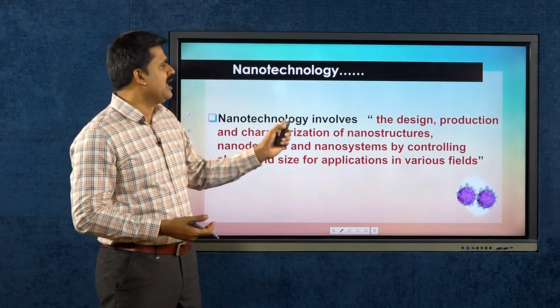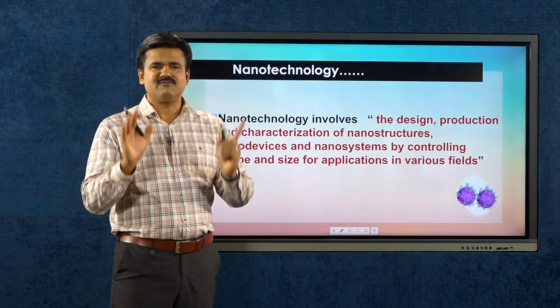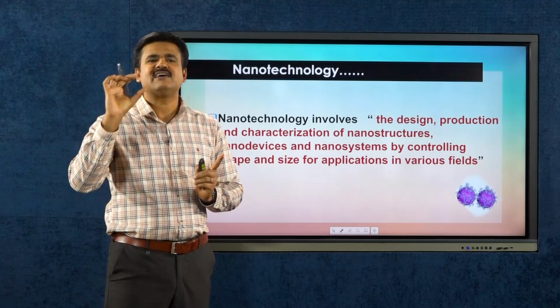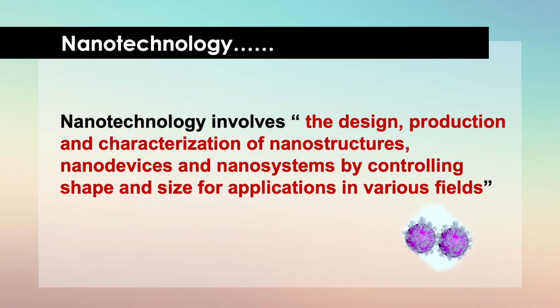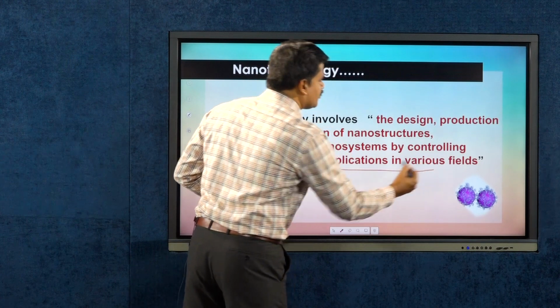Now, nanotechnology completely involves, this is the core definition of nanotechnology: nanotechnology involves the design, production and characterization of various nanostructures, nano devices and nanosystems by controlling shape and size for application in various fields. This is the most important part of the definition.